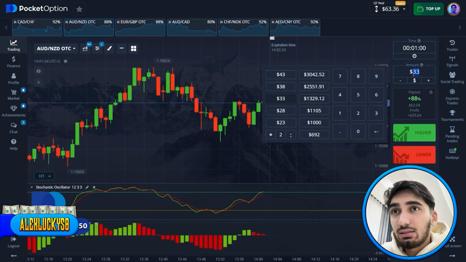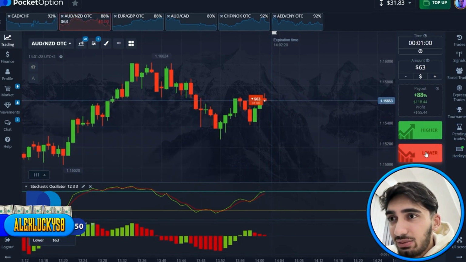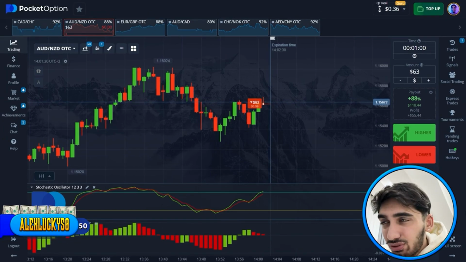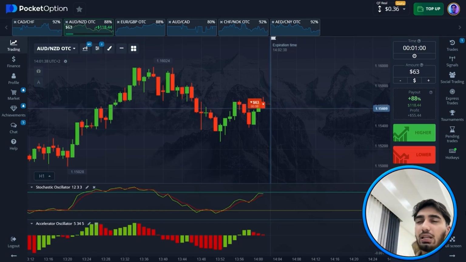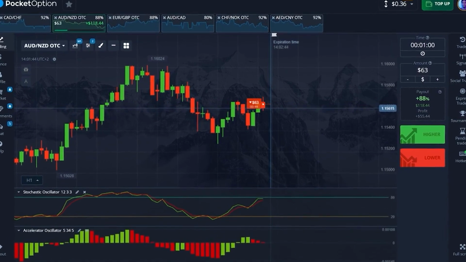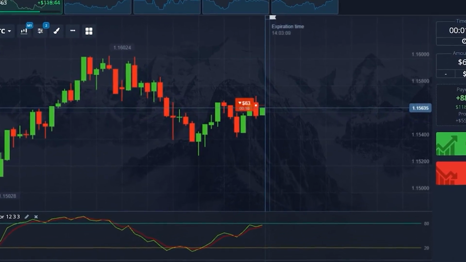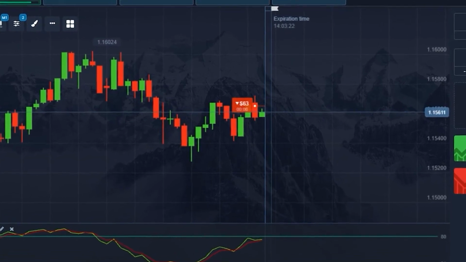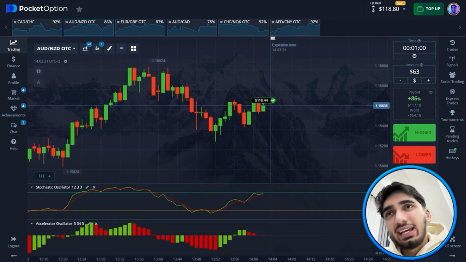Stochastic shows me that we might be in a local overbought zone. I would love to mention that. Yeah, let's just wait a little. Perfect. $118.80.